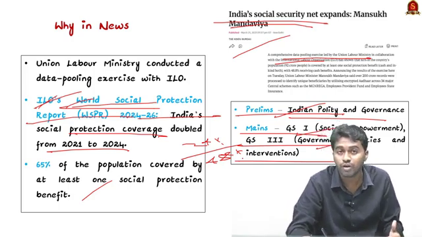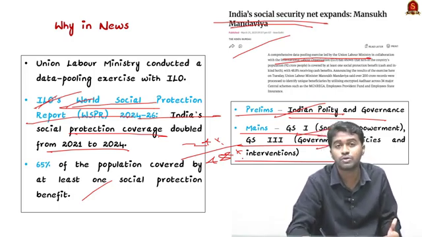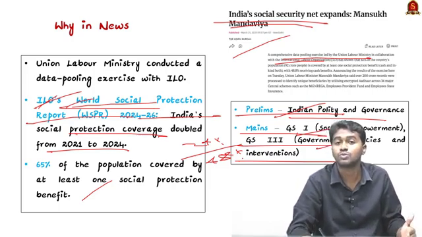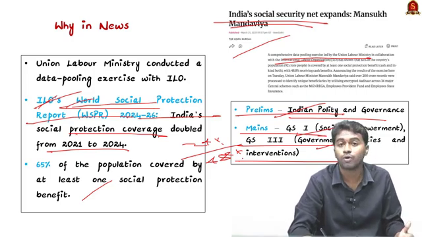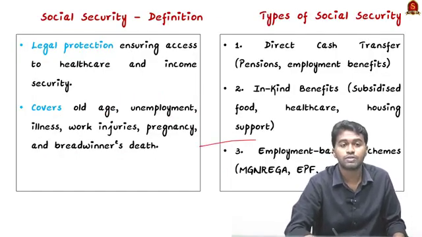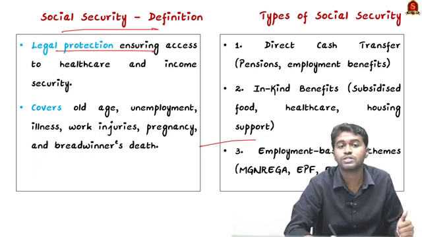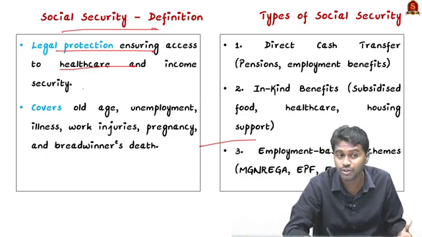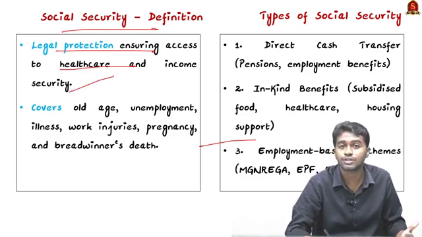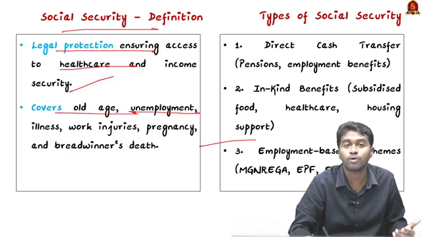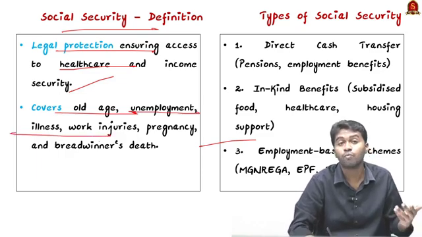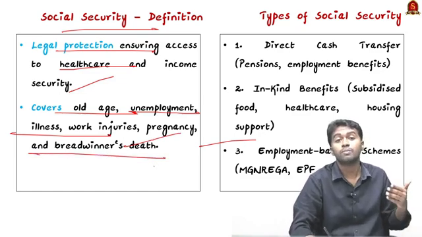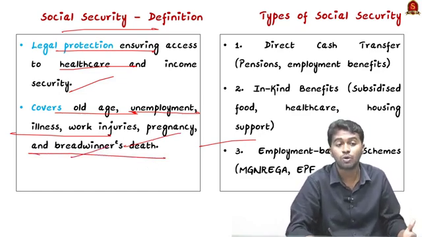What is the constitutional framework that we have in India related to social security, and what are the important schemes or measures taken by the government of India to ensure social security in India? So let us discuss more about it. So social security. First we will see the benefit. It's a legal protection which guarantees access to healthcare and other basic necessities to individuals and households in a nation, and it covers various sections of the population like the old age population, unemployed people, people suffering from work injuries and chronic illness, pregnant ladies, and it also provides protection to households which lost the breadwinner.